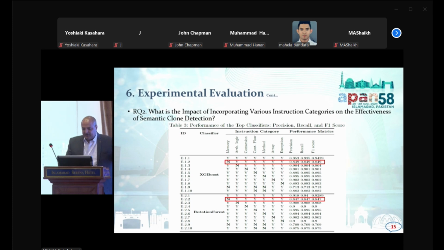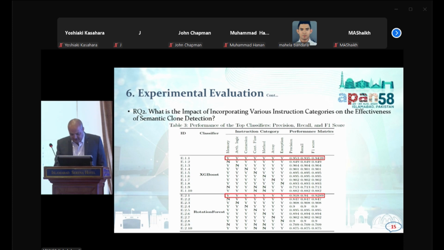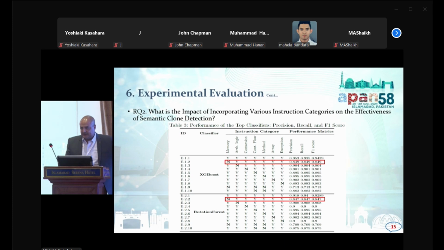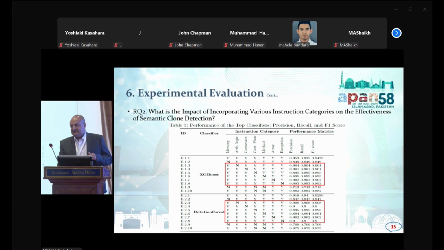What we find in the first experiment, where we include all the categories, is that the result, as you can see, is 94% for XGBoost in terms of F1, and 93% for random forest. If we exclude the memory categories, the performance decreases by about 10% for XGBoost and 8% for the random forest. In the next six experiments, the performance decreased between 2 and 5%.